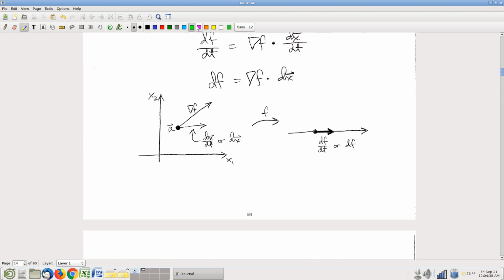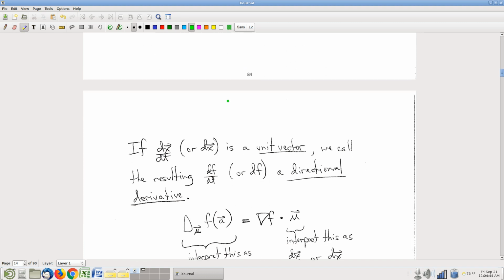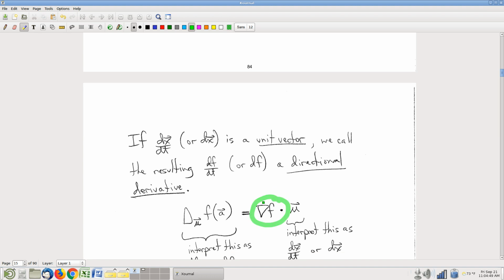Reminder, dot product with the gradient relates input changes and output changes. Dot product with the gradient. Okay, so here it is, dot product with the gradient. Here's the special case that I want to consider now.